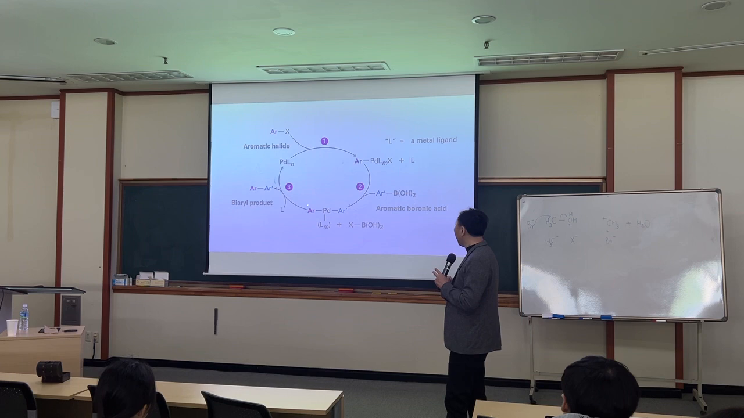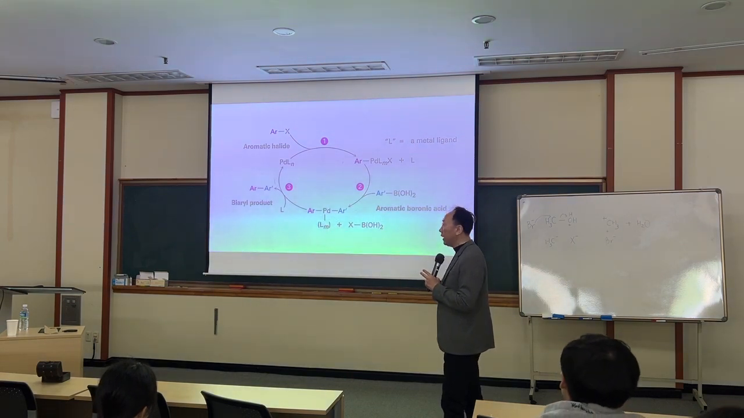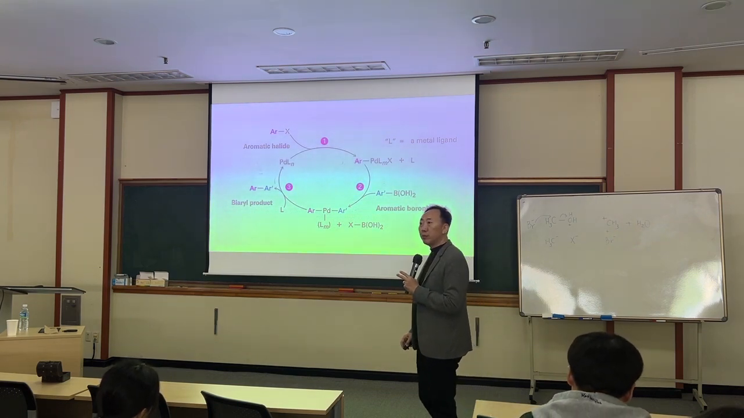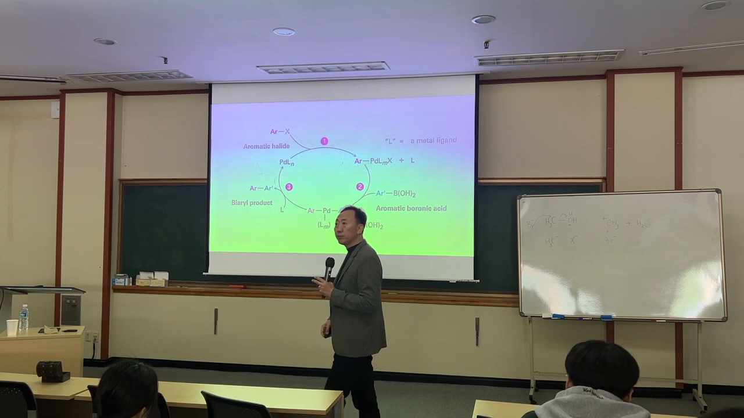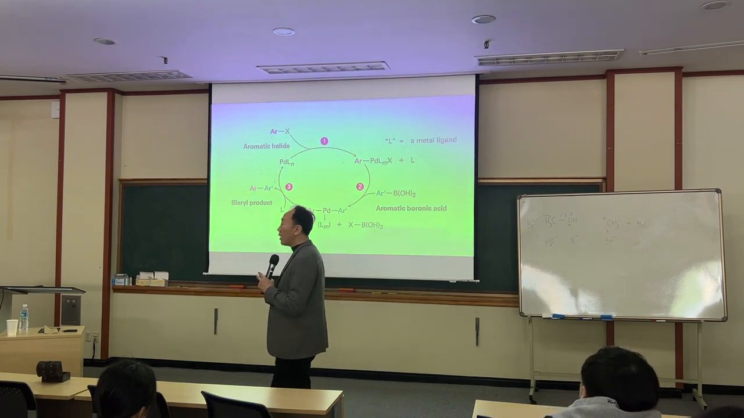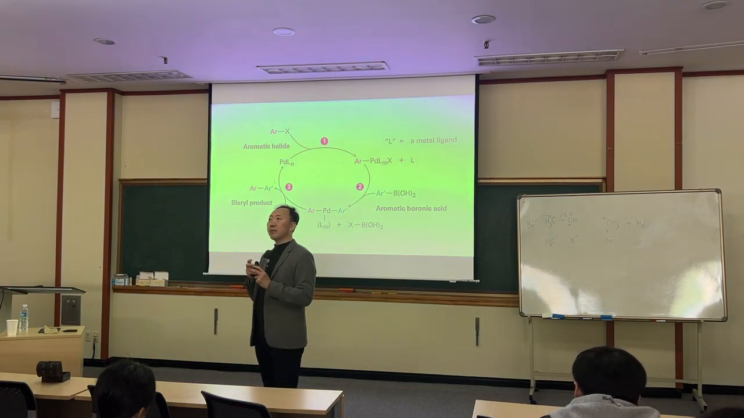This was -1, this was -1, right? And they become 0, 0. That means they return 2 electrons to palladium. Then this was 2+, it becomes the original palladium 0, then this is reduction. And this was dissociated from this. That's why this process is called reductive elimination.